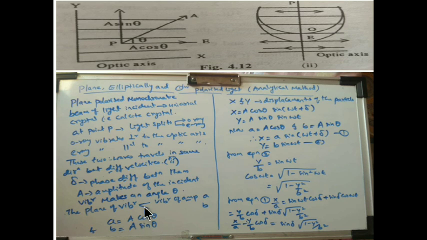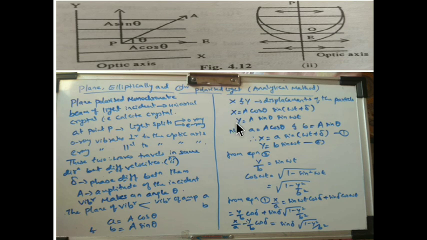These ordinary and extraordinary waves are vibrating in planes perpendicular to one another, because the extraordinary is parallel and the ordinary is perpendicular. Suppose capital X and Y are the displacements of the particles due to these two vibrations. Then we can represent them in terms of equations: we can write the displacement for the extraordinary as well as for the ordinary.